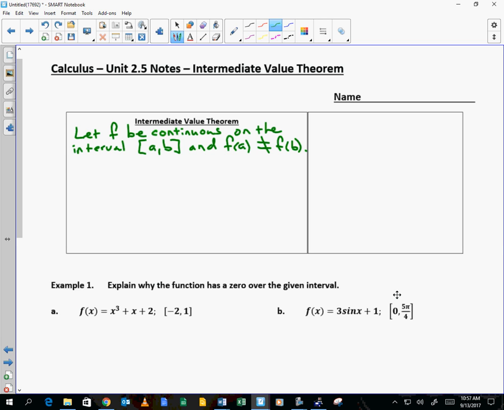So it starts with this premise: let f be continuous on the interval AB and f of A not equal to f of B. Give me the stupid definition for continuity.